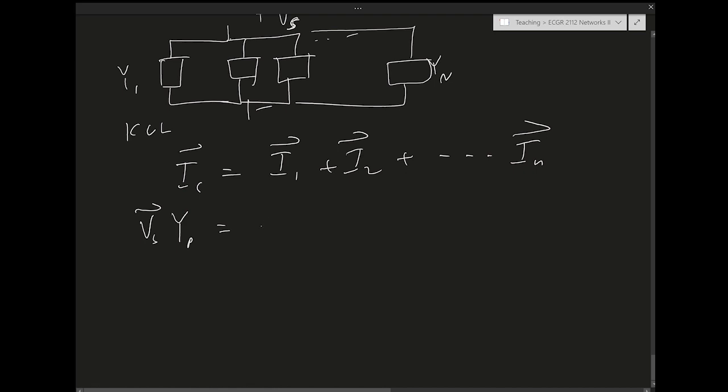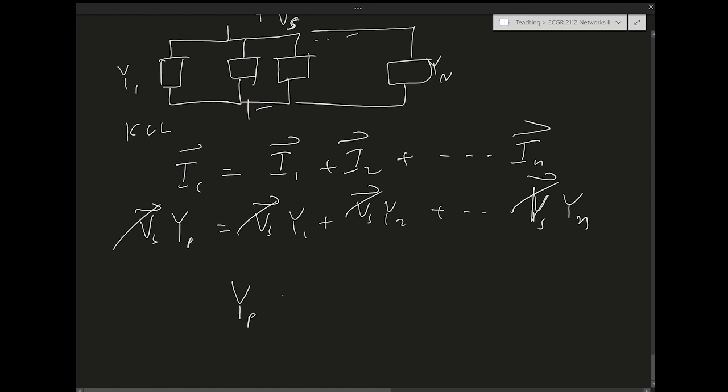I1 equals just Vs, the same voltage, times Y1. I2 equals Vs, all the voltage is the same, the voltage is the same across the parallel-connected elements, times Y2, plus Vs times Yn. So I cancel out Vs and I end up with the formula Yp equals Y1 plus Y2 all the way to Yn.